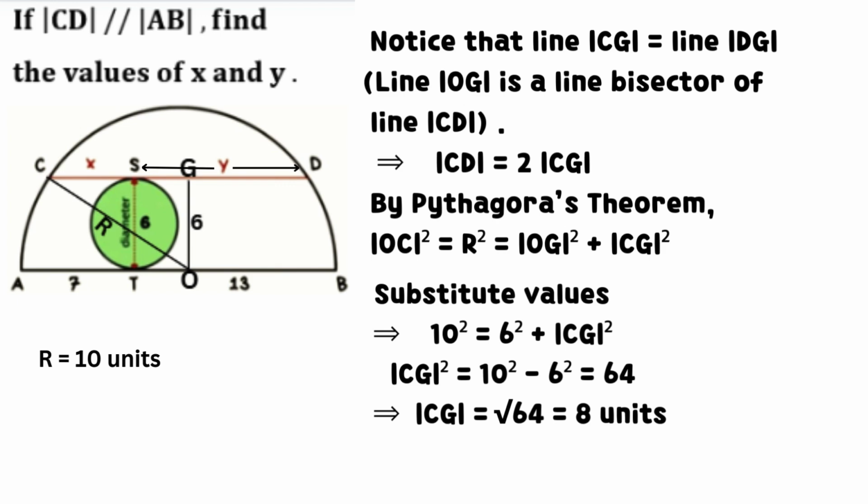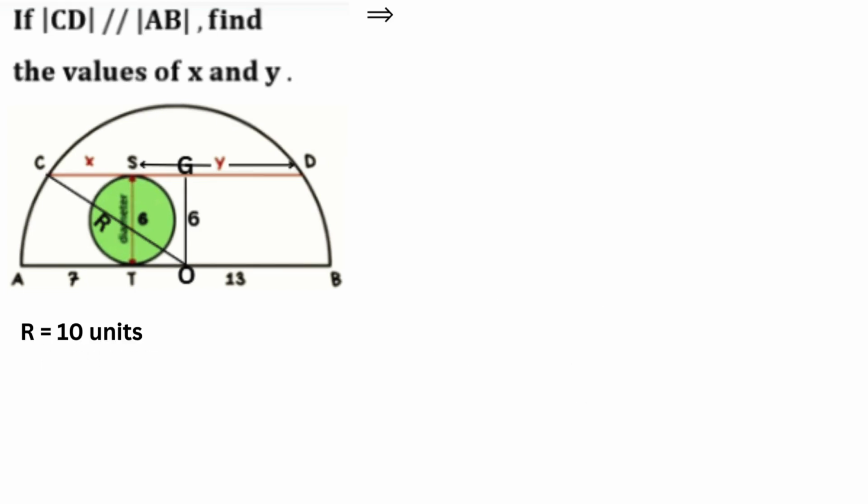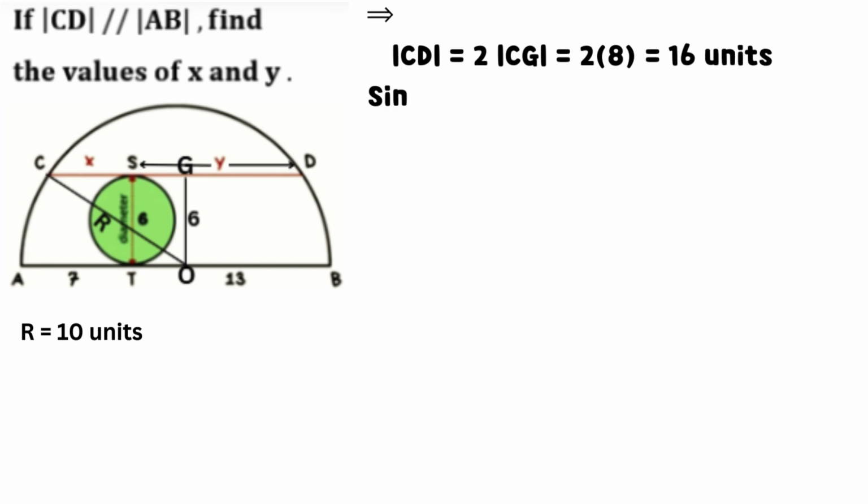Make the square of line CG the subject of the formula. This equals the square of 10 minus the square of 6, which equals 64 square units. Take the square root of the equation. We have that line CG equals the square root of 64, which equals 8 units. This implies that line CD equals 2 times line CG, which equals 16 units.